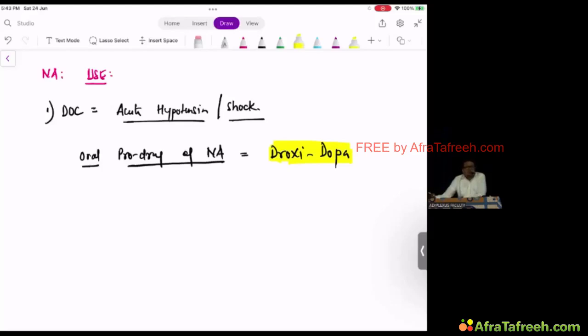So if you don't know anything about a topic and you read the question and apply some logic and come to an answer, that is never the answer. And if you have read something previously, like I have told you now, droxidopa is a prodrug of... You have read it, but you have forgotten. Obviously, we forget. Now this question comes in the exam.